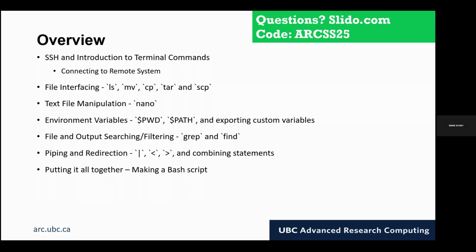After that, we'll get into doing actual text file manipulation using the simple command line text editor called Nano. And then we'll move into using environment variables and basically setting variables for your session for Bash and what some of the default ones that are set by the system itself and how we can export some of our own custom variables.